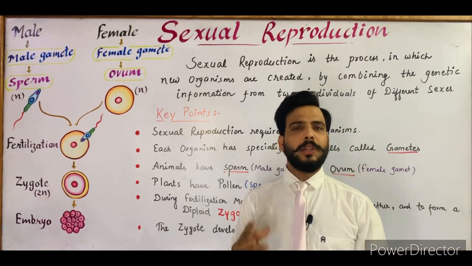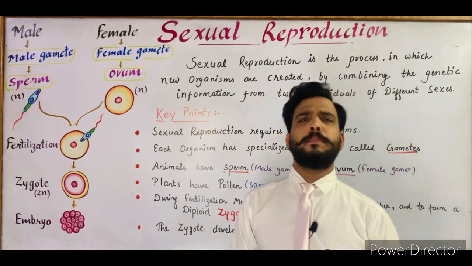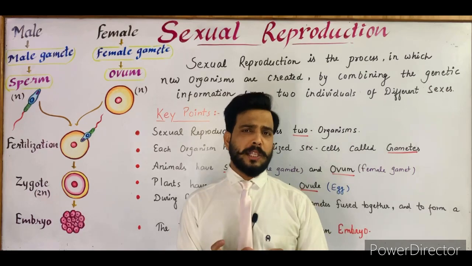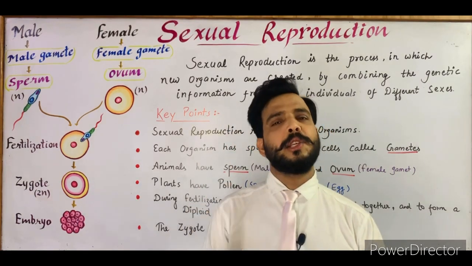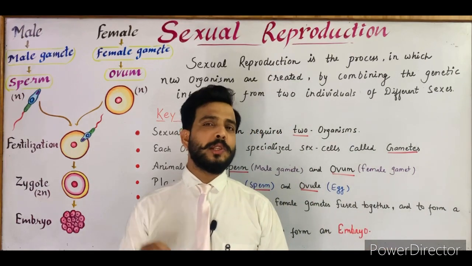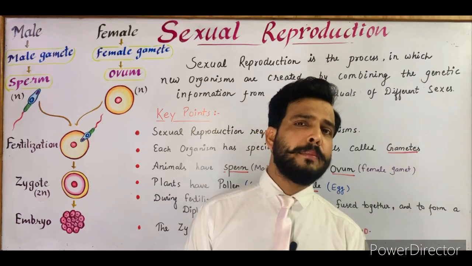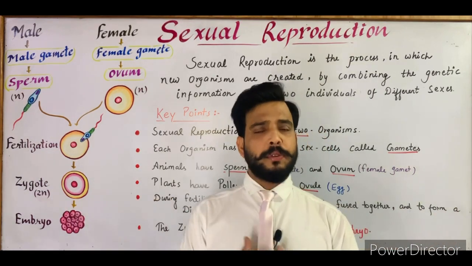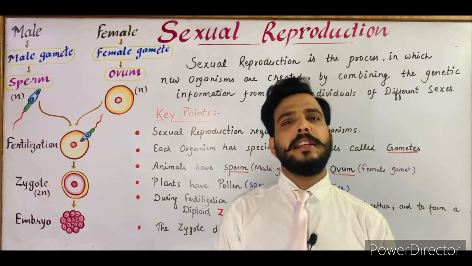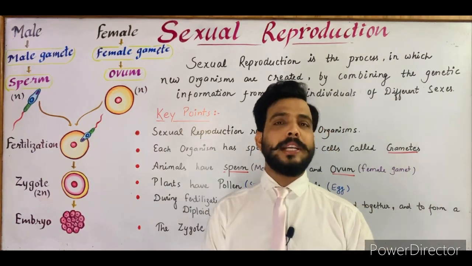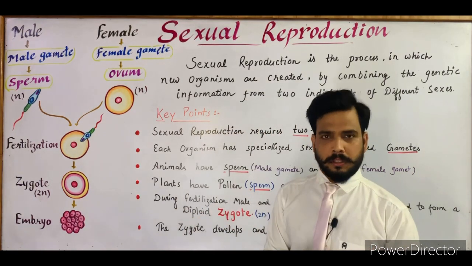First of all, what is sexual reproduction, what is the definition? Sexual reproduction is a process in which male and female gametes fuse together to form a zygote. Simply, the male consists of male gametes while the female consists of female gametes. Male gamete is generally sperm in animals and female gamete is generally ovum. Both are fused together and the phenomenon is known as fertilization. As the result of fertilization, a diploid zygote is formed. So, it is the basic concept about sexual reproduction.